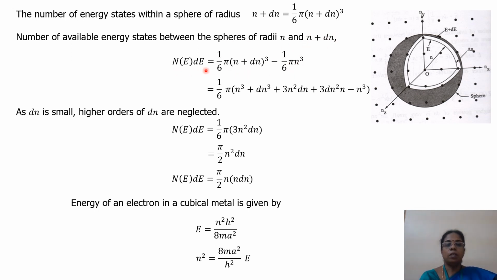So N of E dE, when you subtract and expand the formula of (n plus dn) the whole cube and simplify, we get the expression pi by 2 n squared dn. So I am going to write that N of E dE as pi by 2 n into n dn. Okay, we are going to substitute now the value for n. The energy of the electron in a cubical metal piece is given by E is equal to n squared h squared by 8 m a squared. When you cross multiply and find n squared, we get n squared is equal to 8 m a squared by h squared into E.